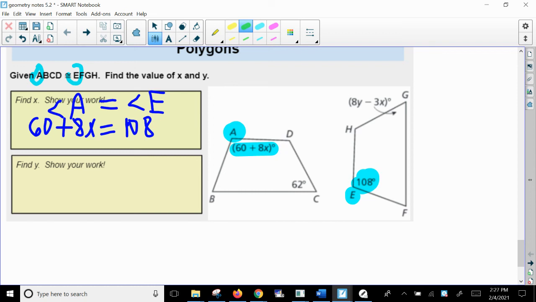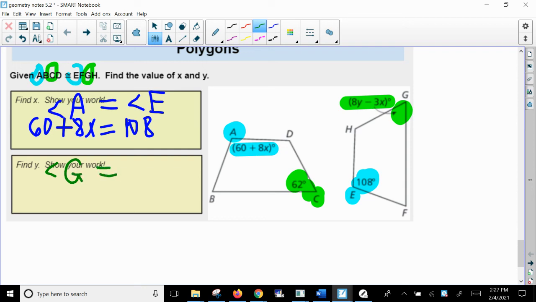All right, next we have solving for y. 8y minus 3x, that's for angle G. I know that angle G and angle C are corresponding angles, so they are congruent. Angle C is 62. So, what do I say? Angle G is congruent to angle C. Angle G is 8y minus 3x. C is 62. Solve for y, but you've got to know what x is in order to solve for y.